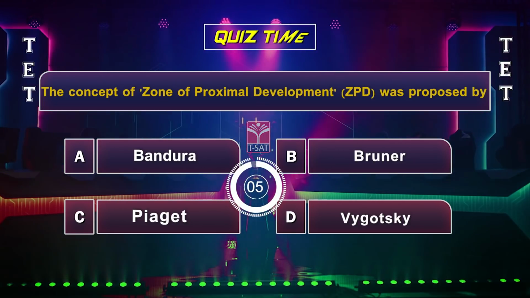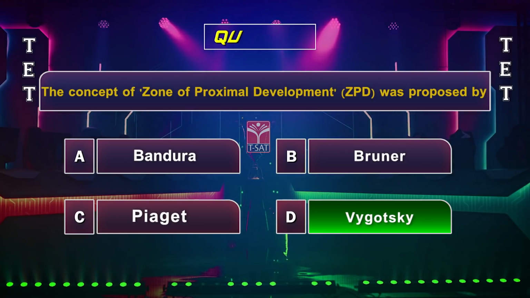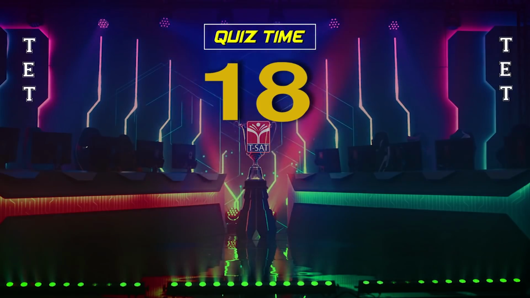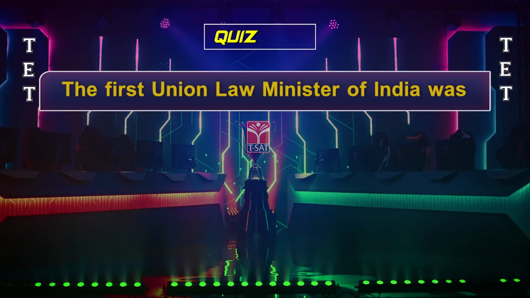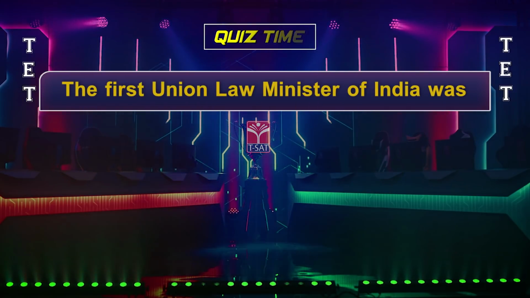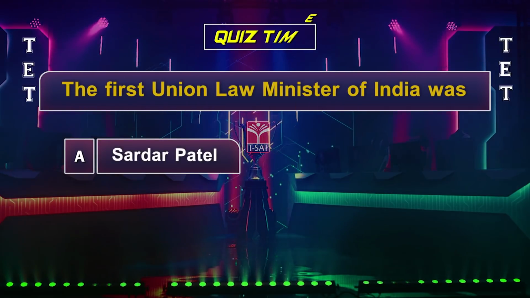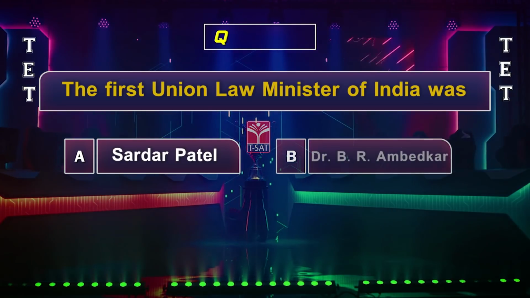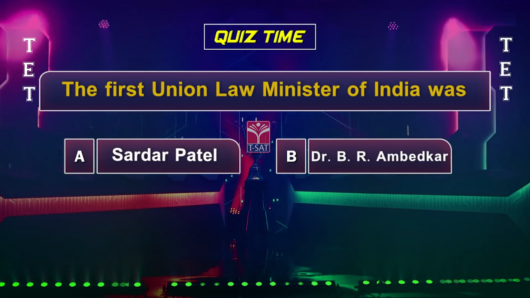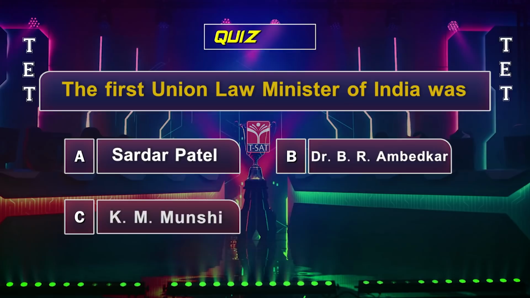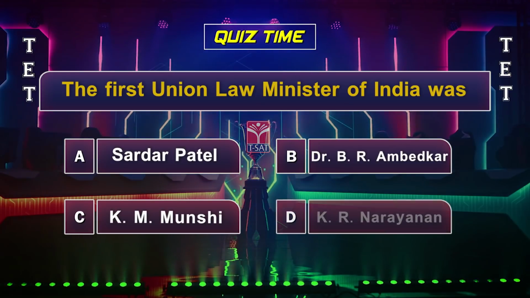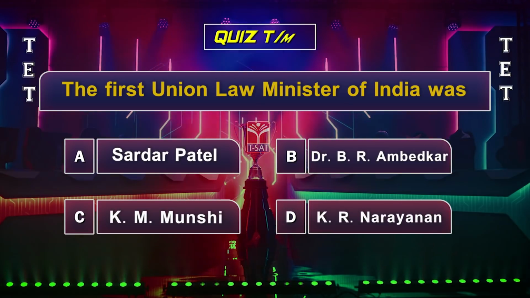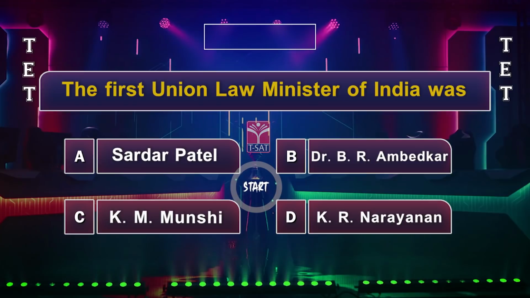The correct answer is option D, Vygotsky. 18th question. The first Union Law Minister of India was option A, Sardar Patel. Option B, Dr. B.R. Ambedkar. Option C, K.M. Munshi. Option D, K.R. Narayanan. Your time starts now.